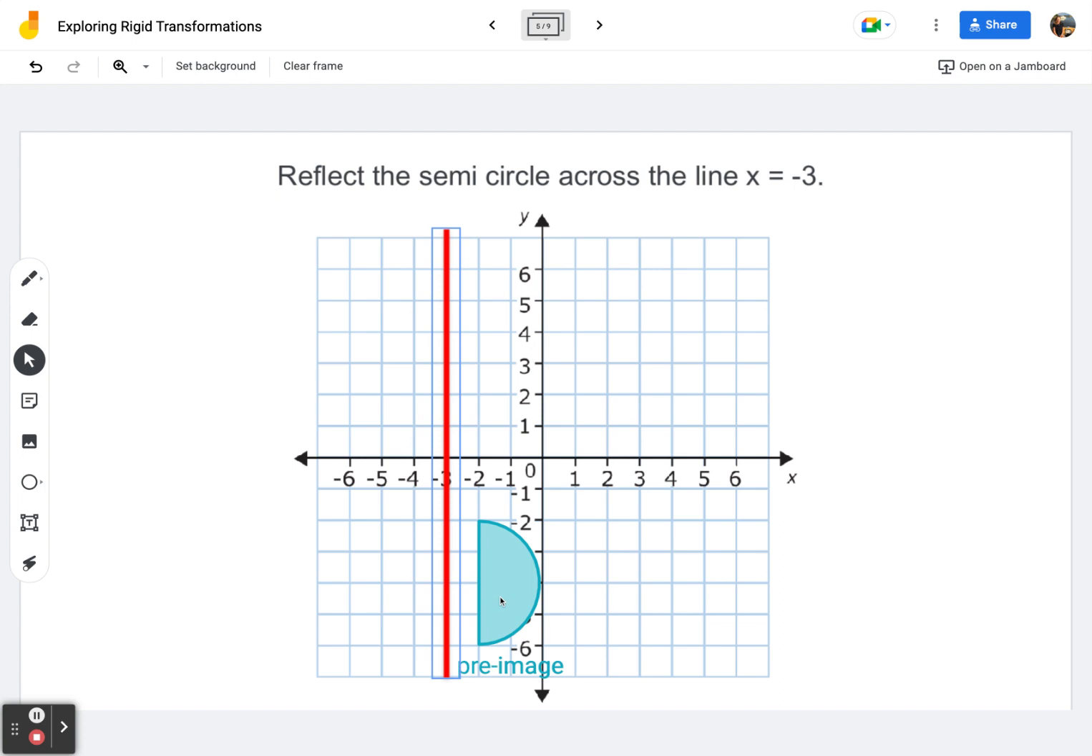So when I reflect this semicircle across that line, the reflection, the image, is going to land on this side of the line. If this part of the semicircle was 1 unit away from that line of reflection, then the image will be 1 unit away. Once again, the pre-image and the image are congruent.